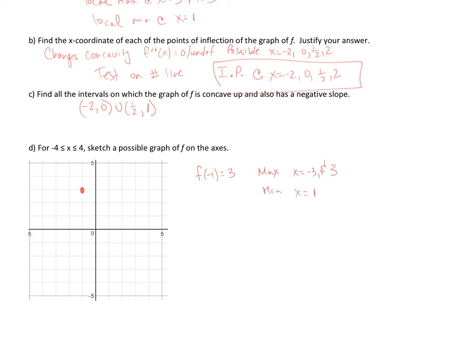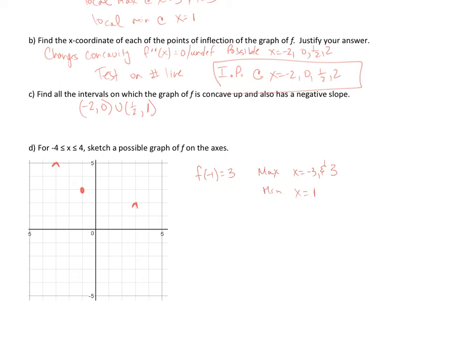Then we know that at -3, it reaches a maximum. We'll just put a maximum up here. We know at 3, it reaches a maximum. Again, this is arbitrary where I put these points. I could put it way up here, I could put it down here. Let's just go ahead and put it right here. Looks good for now.